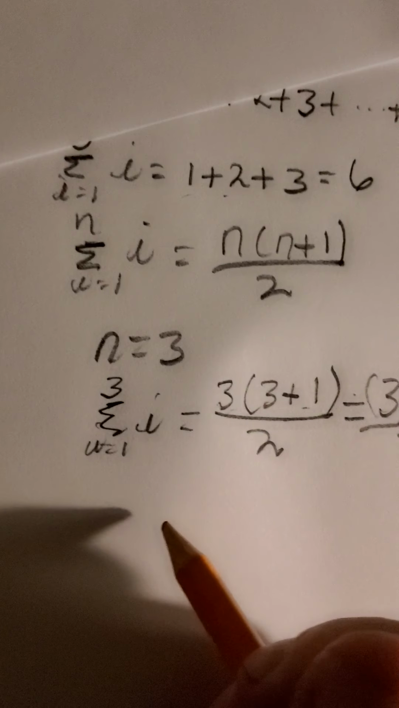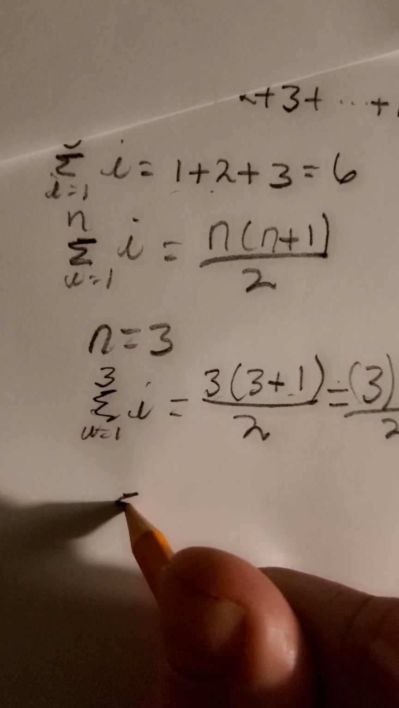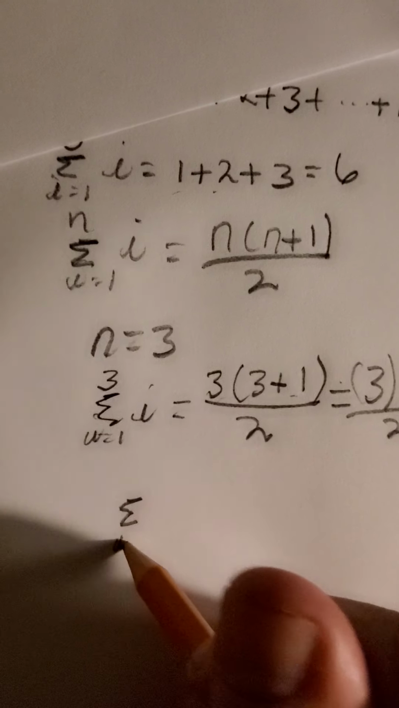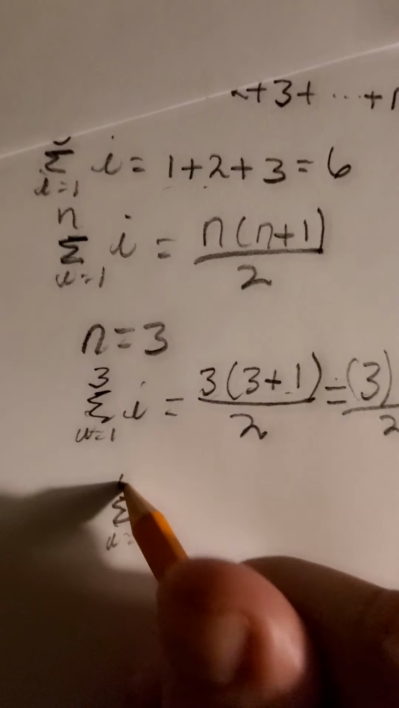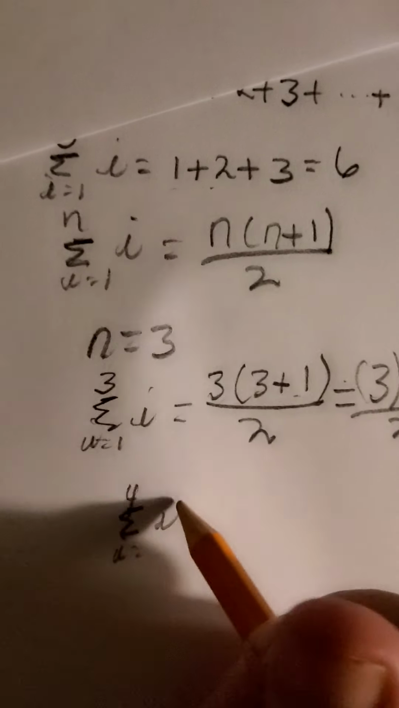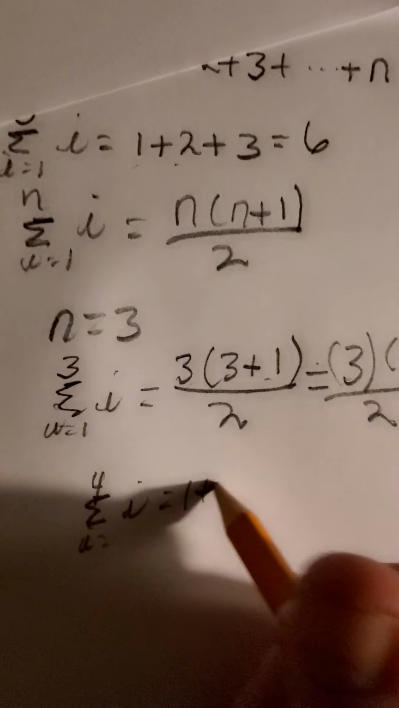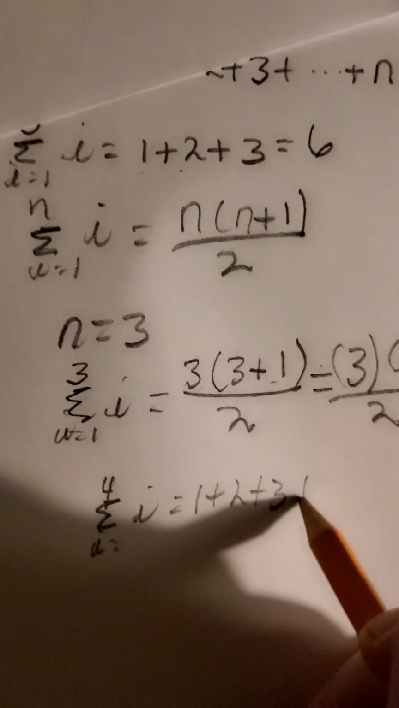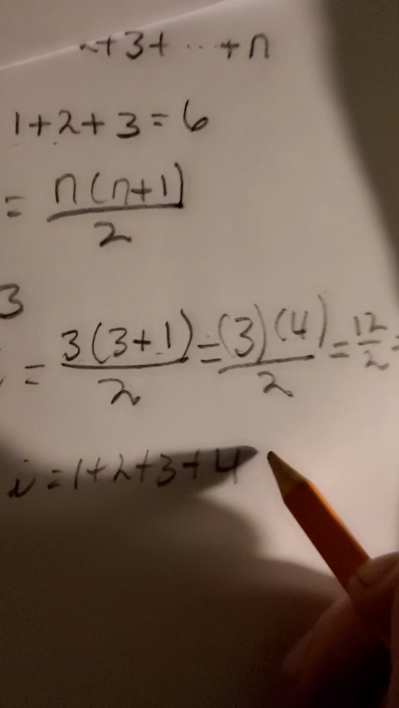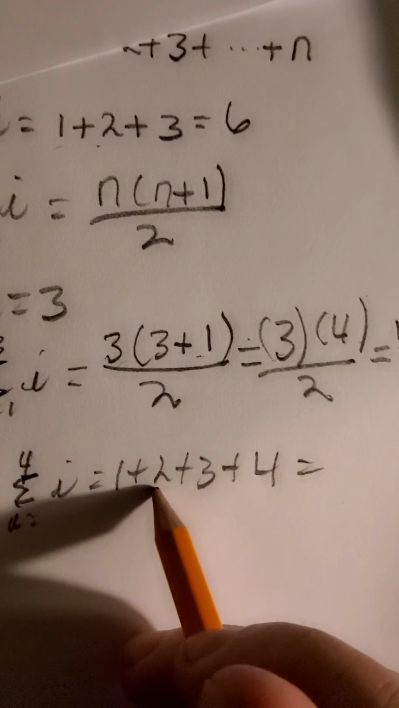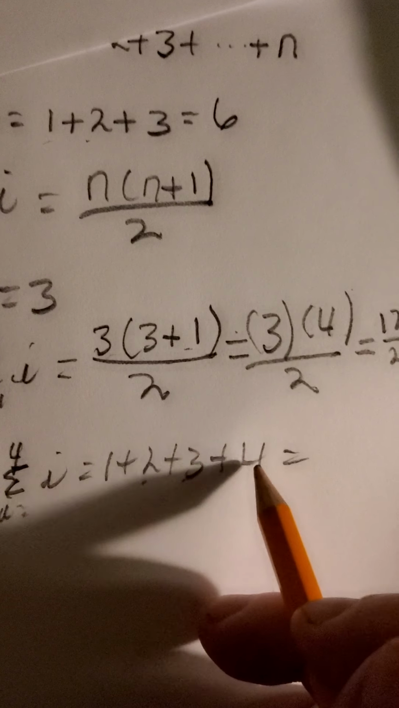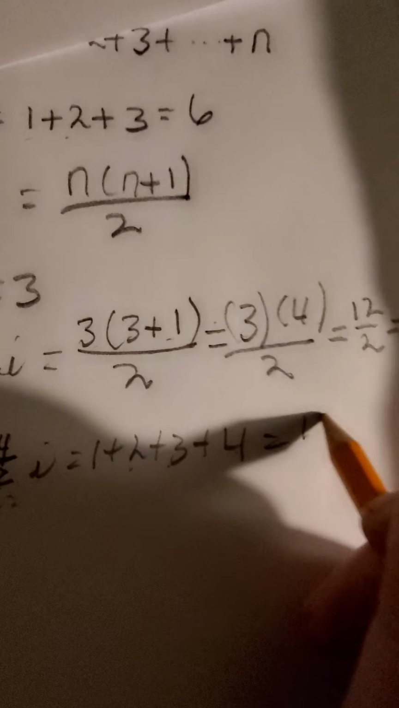Okay? So, if you wanted to try another one just for fun, summation as i goes from 1 to 4 of i would be 1 plus 2 plus 3 plus 4, which would equal 1 plus 2 equals 3, 3 plus 3 equals 6, 6 plus 4 equals 10.